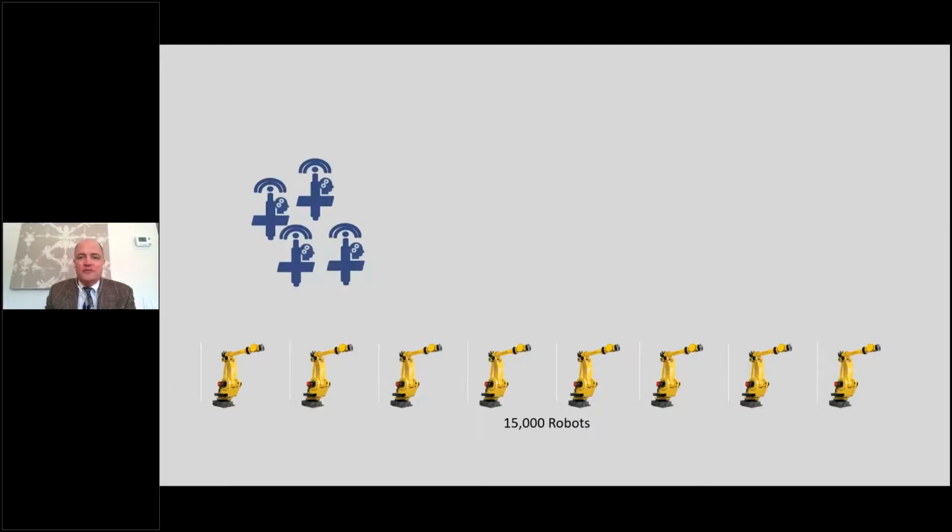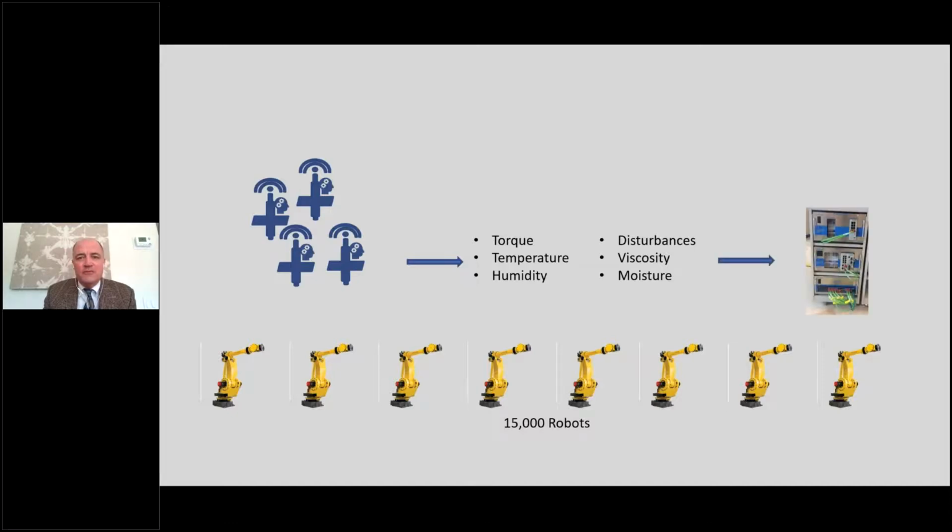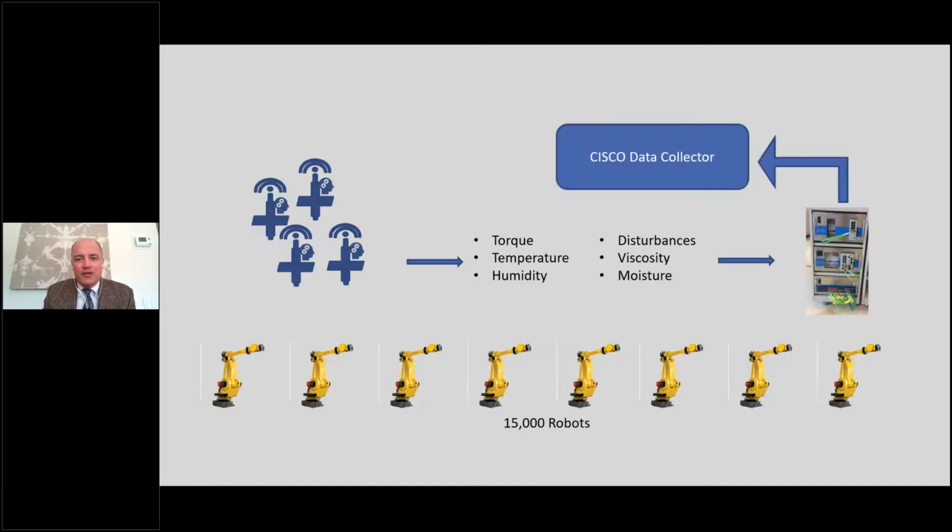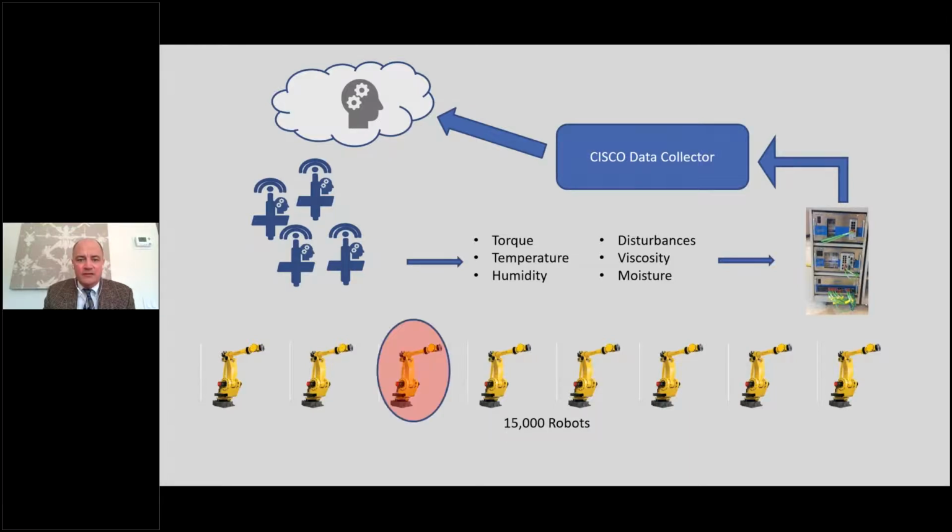They've loaded those up with smart sensors and smart devices that are gathering data in real time about torque, temperature, disturbances, moisture, viscosity, sending that information to a computer network. From the computer network, it goes to a data collector, from the data collector to the cloud, where it's analyzed using artificial intelligence. Right now, today, that company has those robots to the point where they can predict their own future failure and order their own replacement parts before the failure ever happens.